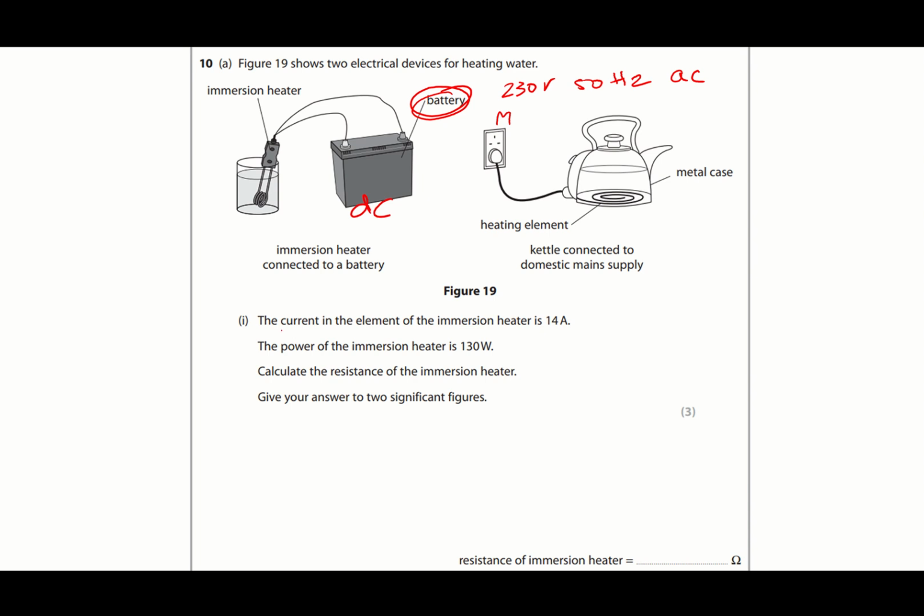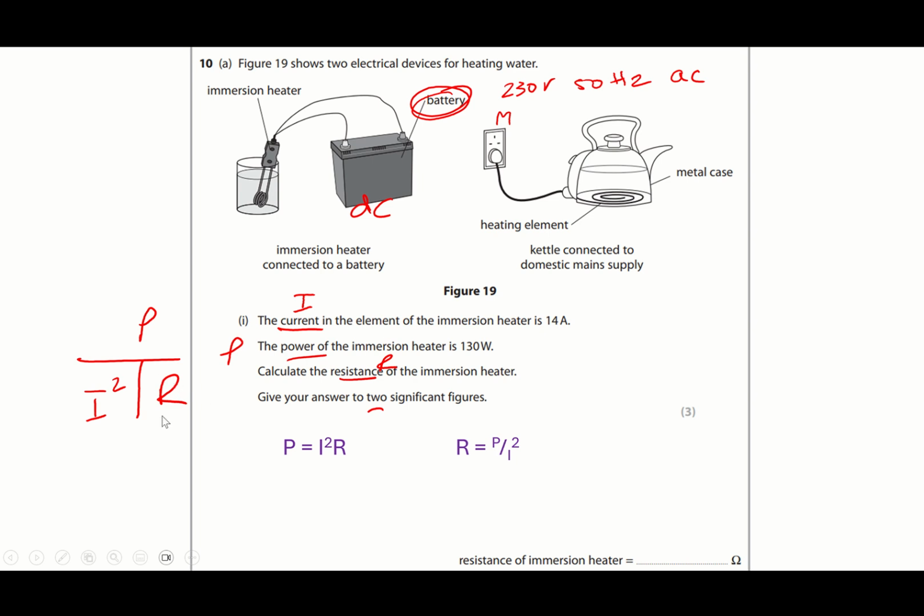So it says the current, so we've got I is at 14 amps, the power, so we've got P, and we want the resistance. So we're going to need to use IC pink rabbits, and we've just got to rearrange it. And what's the answer to two significant figures? So first job, well, we know that P equals I squared R. They'll give you that in your formula sheet.